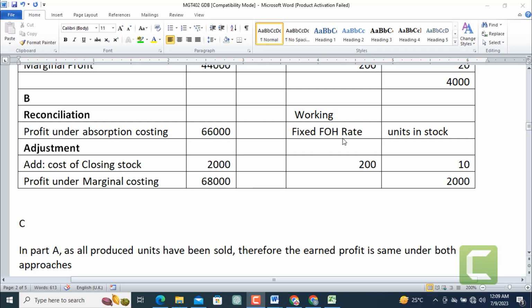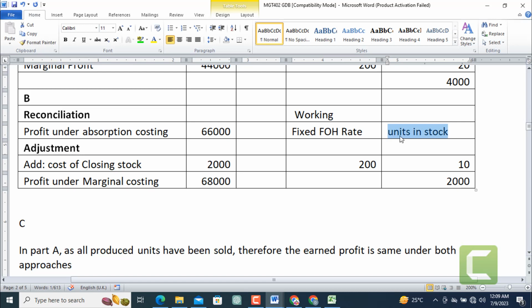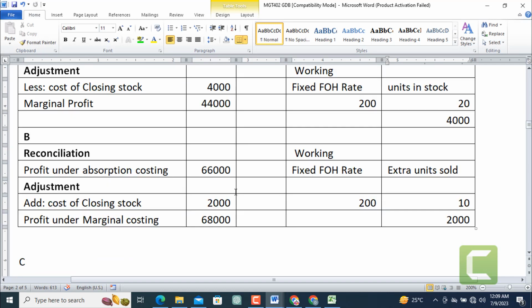Now look at the working. Fixed FOH rate is 200. Units in stock: no units. Extra units sold: 10. When you multiply 10 by 200, you will get this 2,000 value of the closing stock in terms of fixed FOH. When you add back this 2,000, you will get 68,000, which is exactly equal to the profit that we earn under the marginal costing approach.